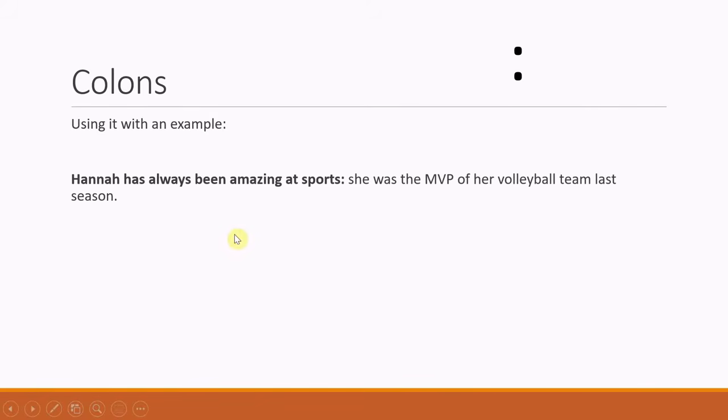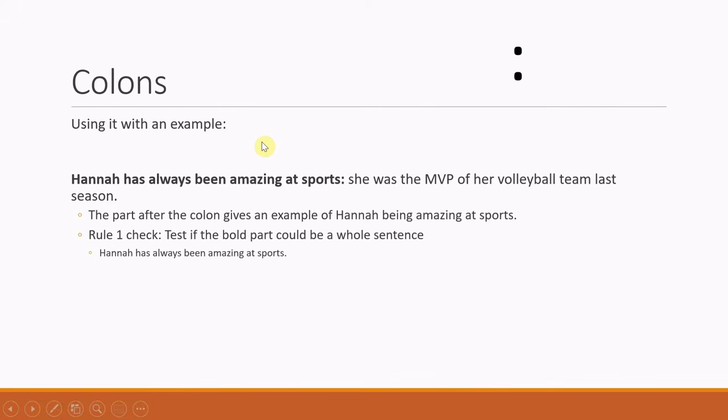Hannah has always been amazing at sports: she was the MVP of her volleyball team last season. In this case, this is giving an example of her being amazing at sports. And that's the final use of colons. Rule 1 check, as we always do. Let's see if the stuff to the left of the colon is a complete sentence. Hannah has always been amazing at sports. Yes, it is. It has a subject, a verb, and makes sense on its own. Rule 1's obeyed.